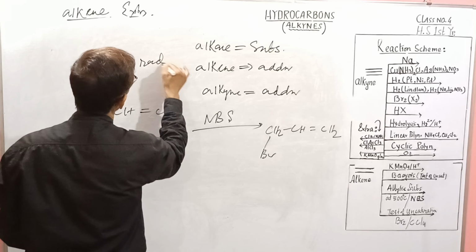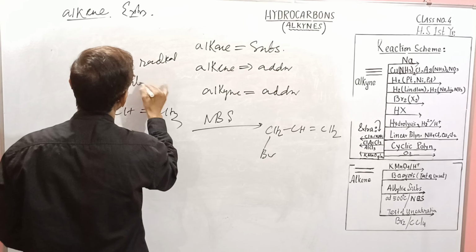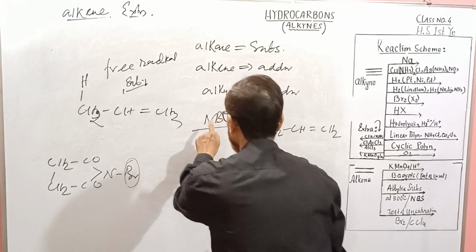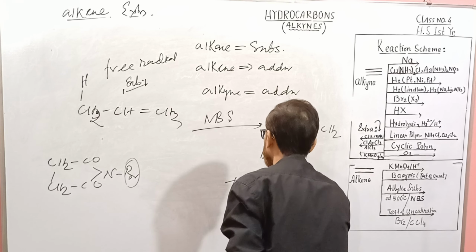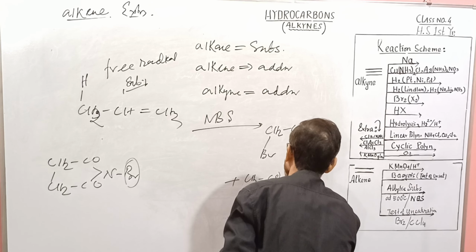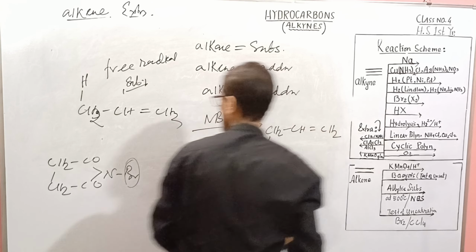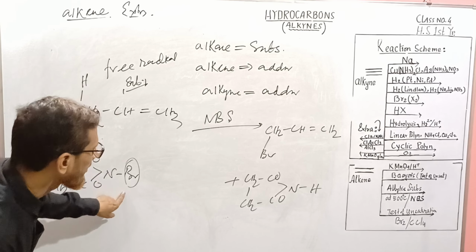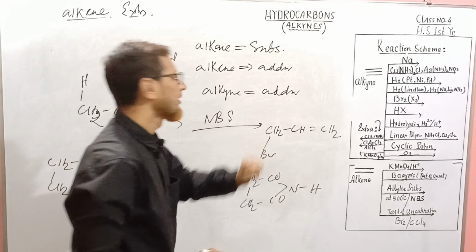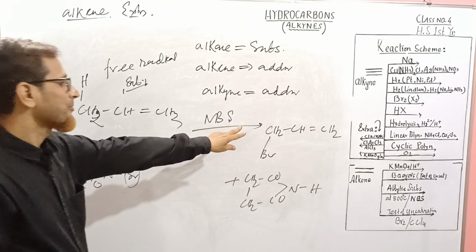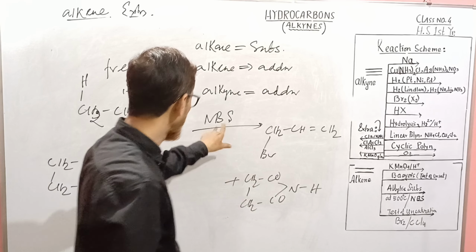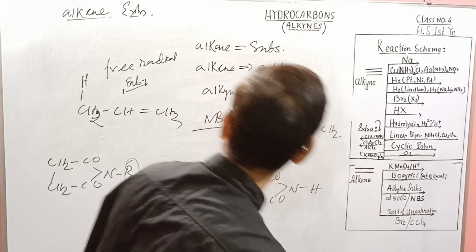I will not show you the mechanism of the free radical reaction, but just keep it in your mind: when N-bromosuccinimide is there, you need not write the answer in this way, just give the product and your answer will be okay. So when bromine replaces the hydrogen, that hydrogen comes here, and you get this product and that. An excellent example of a double bonded compound showing substitution reaction in the presence of N-bromosuccinimide.